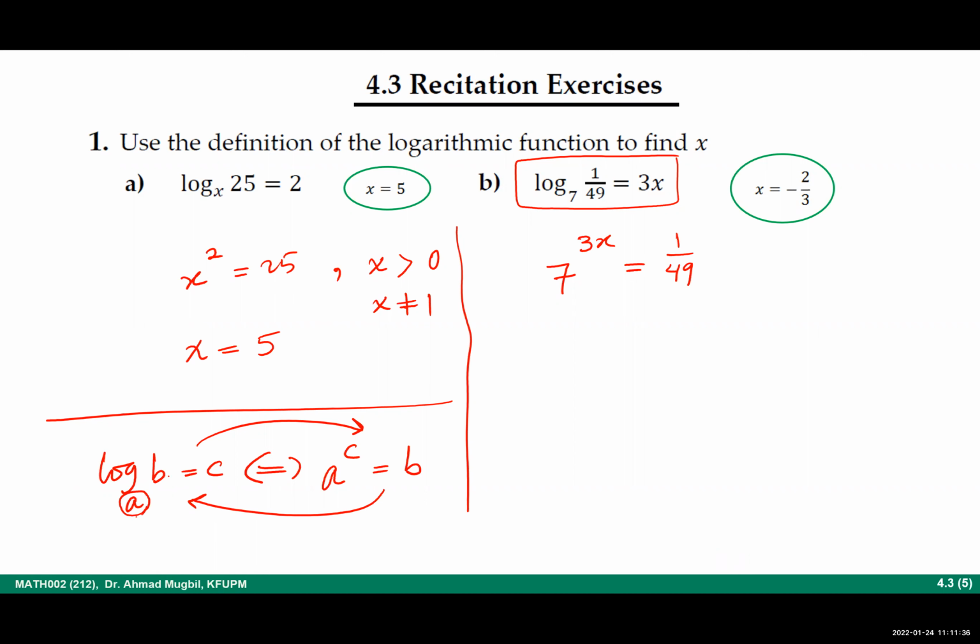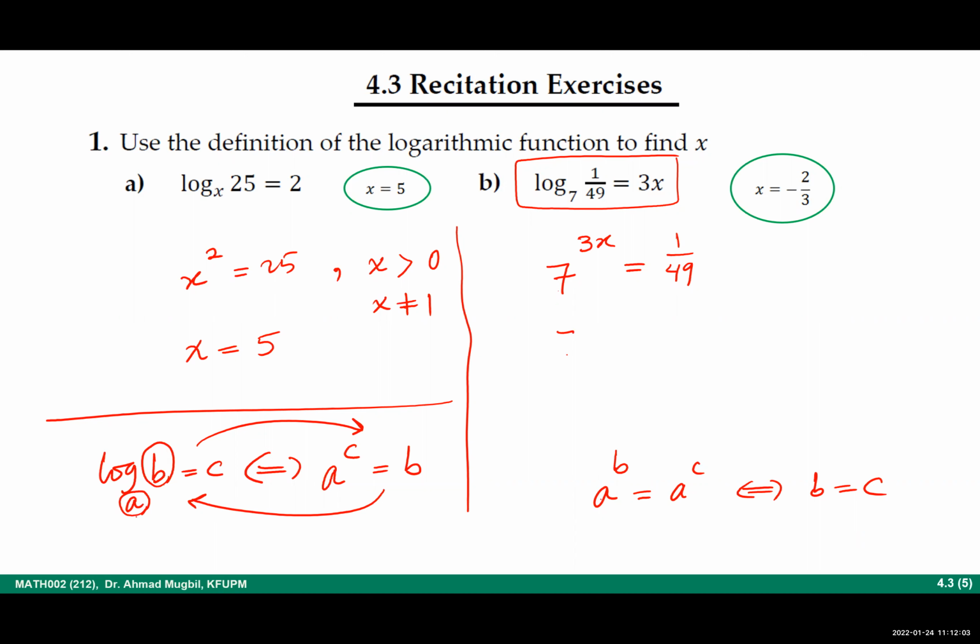So it is about the base. This is called the base. This is called the argument. So it will be a to the power c equals the argument. Now it is an exponential equation. Now you need to think about how to use the property that if a to the power b equals a to the power c, this will happen if and only if b equals c. So we need the same base here. So here we have 7. What will be the base here? 7 to the power minus 2.